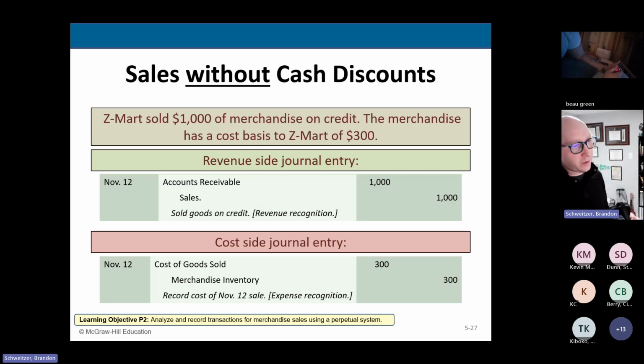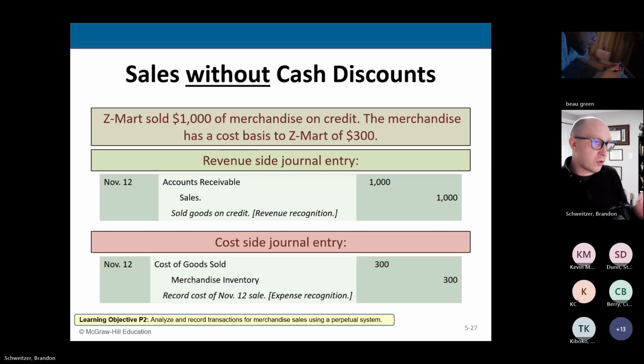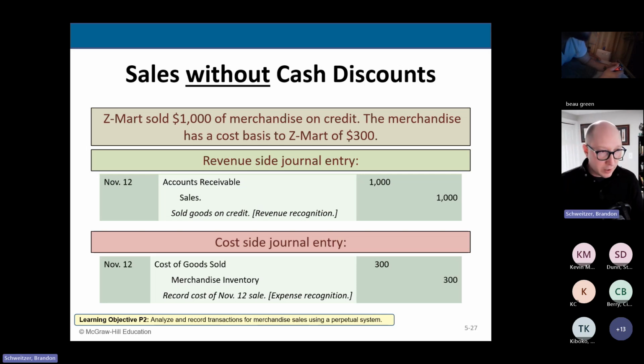The second transaction is we have to recognize the reduction of the inventory. So we debit cost of goods sold, $300. Why 300? Because that's how much we paid for it from our distributor. We sold it for 1,000 to our customer. We bought it from our distributor for 300. That means we should have a gross profit on this sale of $700. So debit cost of goods sold 300, credit merchandise inventory 300. With every single transaction, when we sell inventory, it's going to involve these two parts.